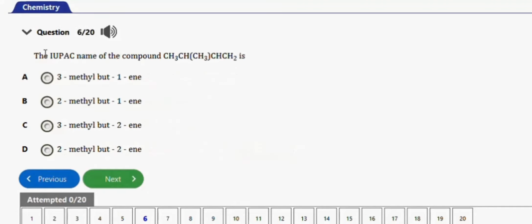It says, the IUPAC name of the compound is, so the IUPAC name of this compound we have here is 2-methyl-but-2-ene. Okay, so we have 2-methyl group here, so the naming is 2-methyl-but-2-ene. Yeah, so that's the right answer, option D. The next question will be this one.